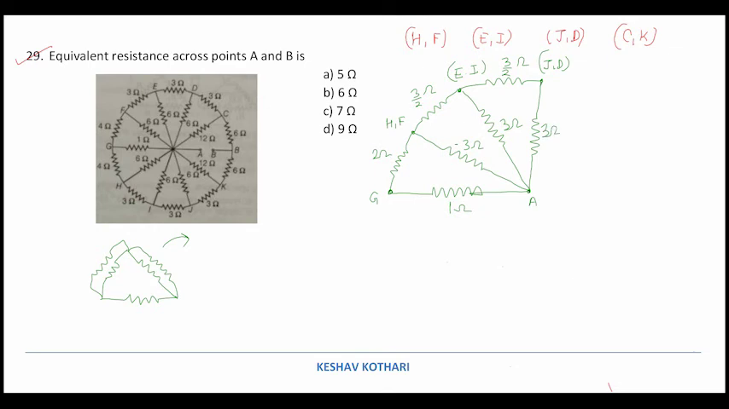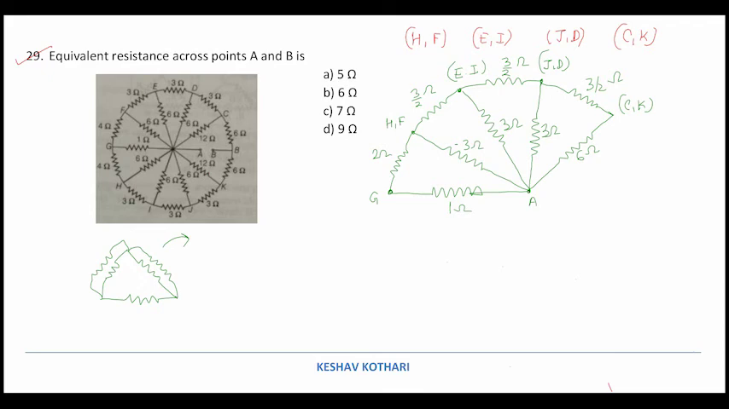Now we are going to C and K. The value is becoming again 3 by 2 for C and K, and between A and C or A and K, the two resistances that we have of 12 ohm will give us the effective value of 6 ohm.